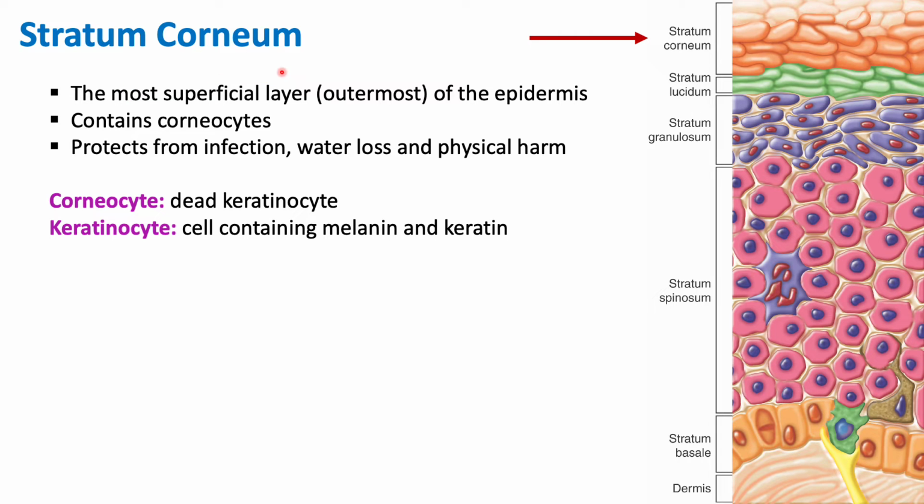Now, the stratum corneum, since it is the outermost layer of the skin, is essentially the layer of dead skin on our epidermis. So this layer of stratum corneum protects us from infection, water loss, and physical harm. For example, if we were to have some sort of abrasion to the skin, which only harmed the stratum corneum, it would not cause severe damage because the stratum corneum already consists of cells that are dead. And if abrasion is caused to dead cells, it will not cause much harm.